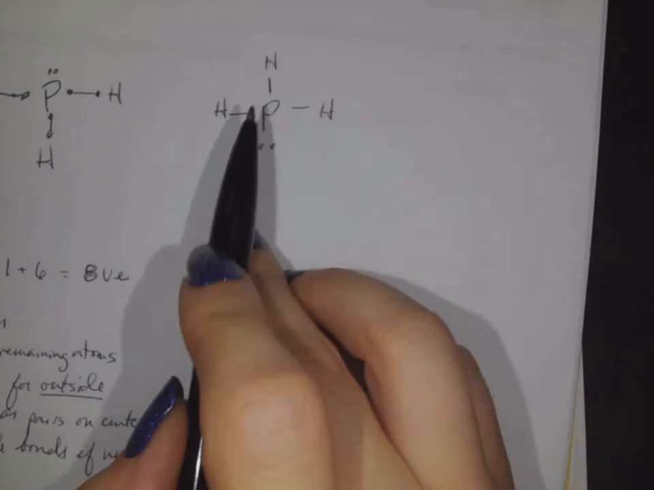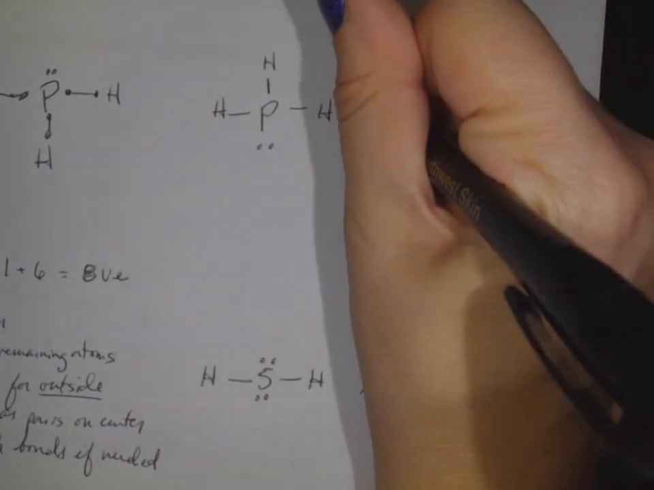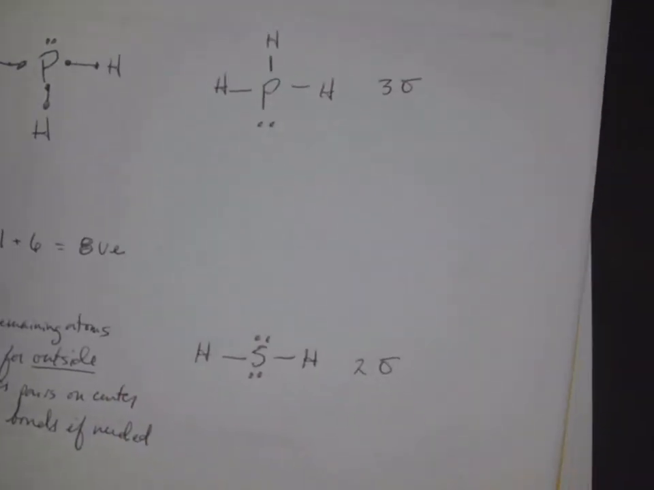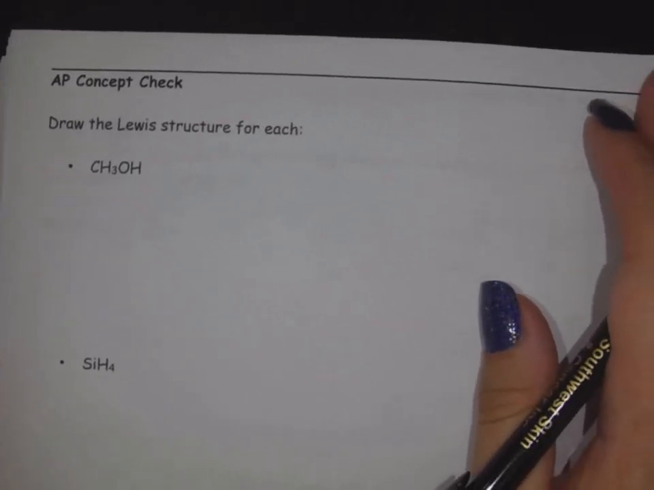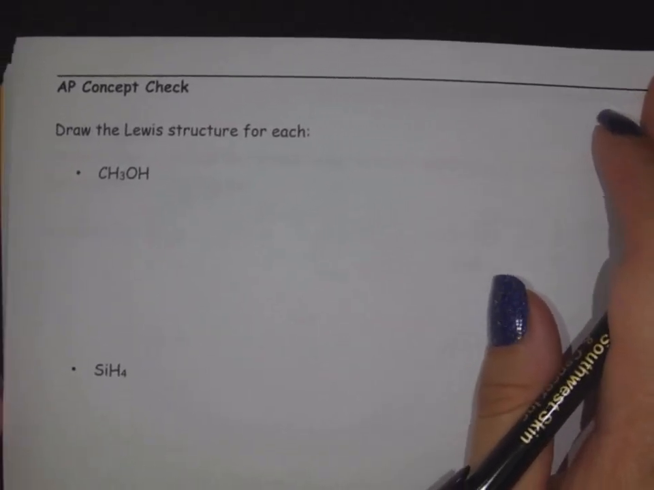And this one here has 1, 2, 3 sigma bonds. That's a common question on AP Chem, by the way: you draw a Lewis dot structure, and then it'll ask you how many sigma and how many pi bonds.